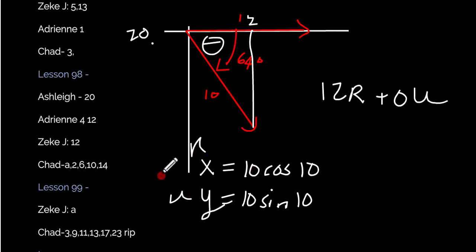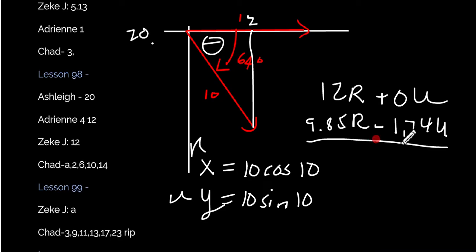So we do 10 times the cosine of 10, which is 9.85, right? And this one's going down, so it's going to be negative. That's a little tricky part. 10 times the sine of 10. Make sure you make it negative, so it's going to be negative 1.74 up. And you just add those together and you get your answer. So let me just do that. 12 plus 9.85. So we're going to get 21.85 right minus 1.74 up. Alrighty, moving on.